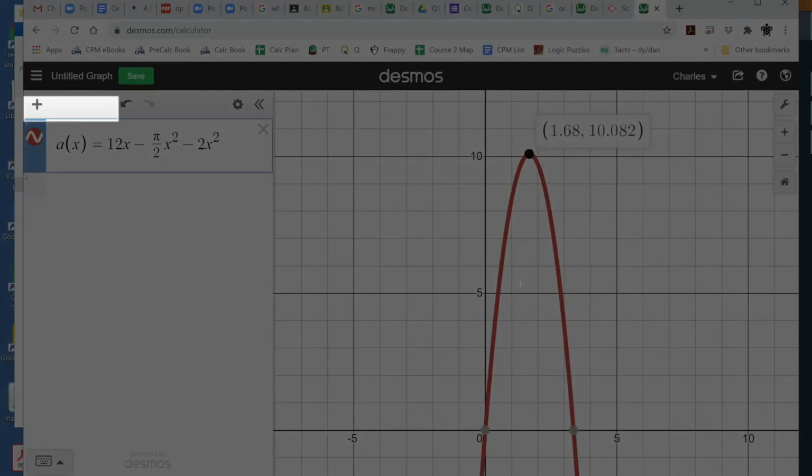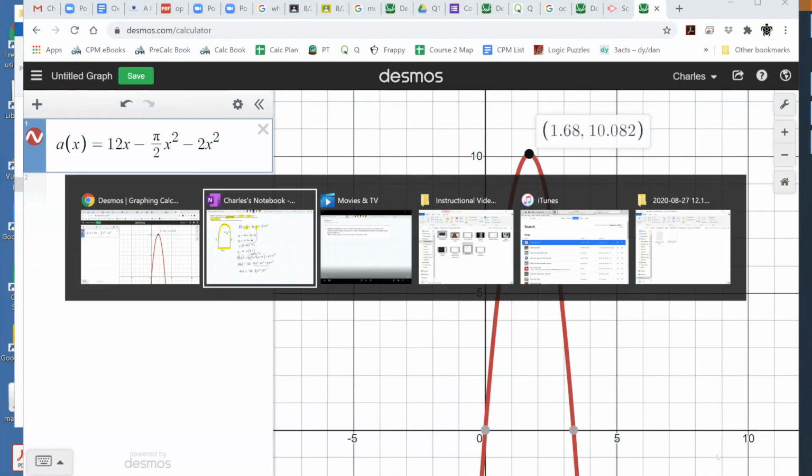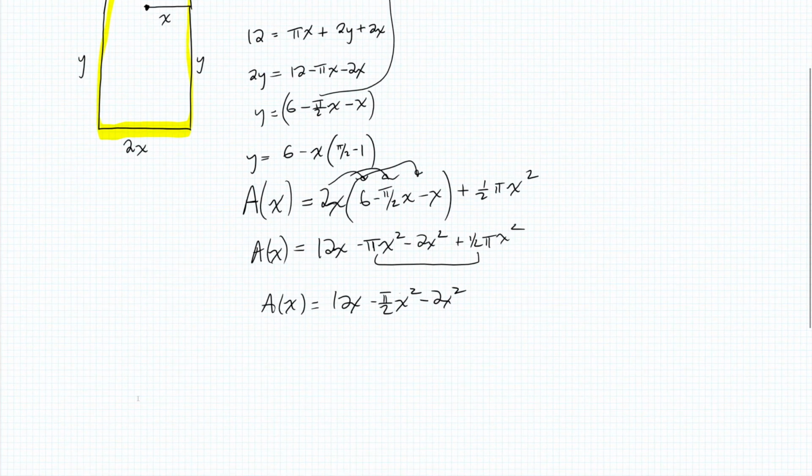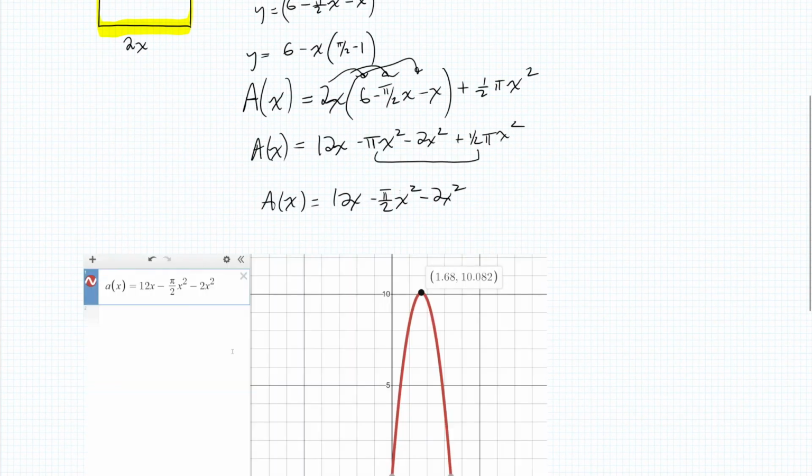Then the answer I get for this one is x is going to equal 1.68, and the area is going to equal 10.082. X is measured in feet, and so the area is going to be measured in square feet.